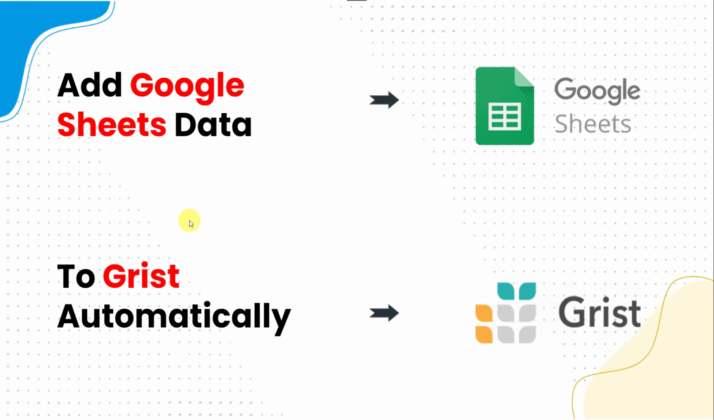So in this video we are going to learn how to add Google Sheets data to Grist automatically. The idea here is that whenever you add data to the Google Sheets, automatically the same data should be added as a record into the Grist account. But here the question is how to do this, because there is no direct connection between Google Sheets and Grist. So first let us check this in real time and then we will move on to the integration process.